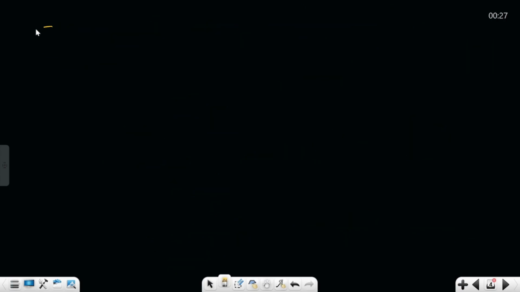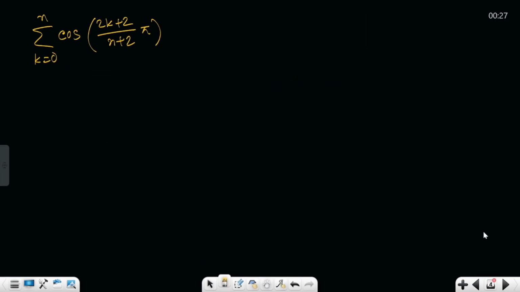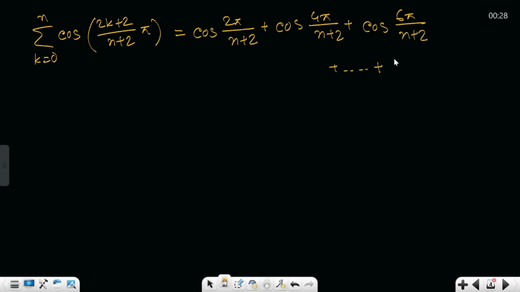Now let's simplify the second series. So the second one is summation k equal to 0 to n cos of 2k plus 2 upon n plus 2 into pi. I guess that was that. Yeah. Now to simplify this, same, we will first expand it. So when we put k equal to 0 here, we will get cos 2 pi upon n plus 2, right? Plus cos, when we put k equal to 1 here, we will get cos 4 pi upon n plus 2. Plus cos, when we put k equal to 2 here, we will get cos 6 pi upon n plus 2. So this will continue to, when we put k equal to n here, we will get cos 2n plus 2 upon n plus 2 into pi.